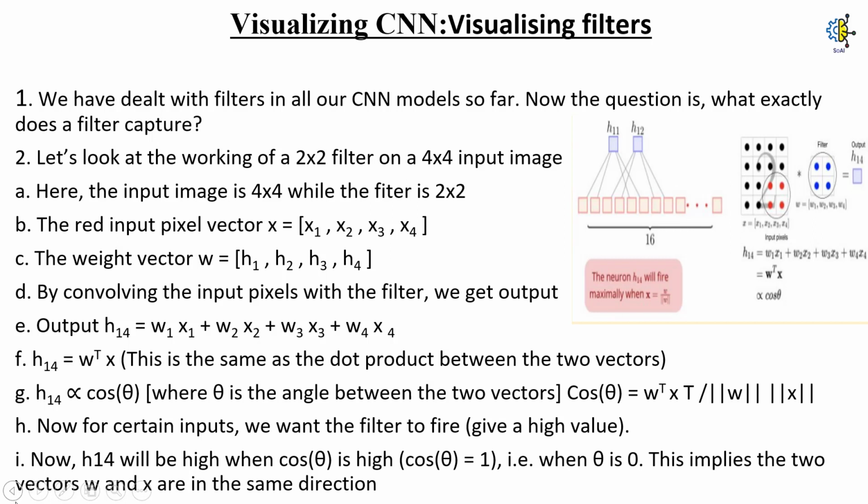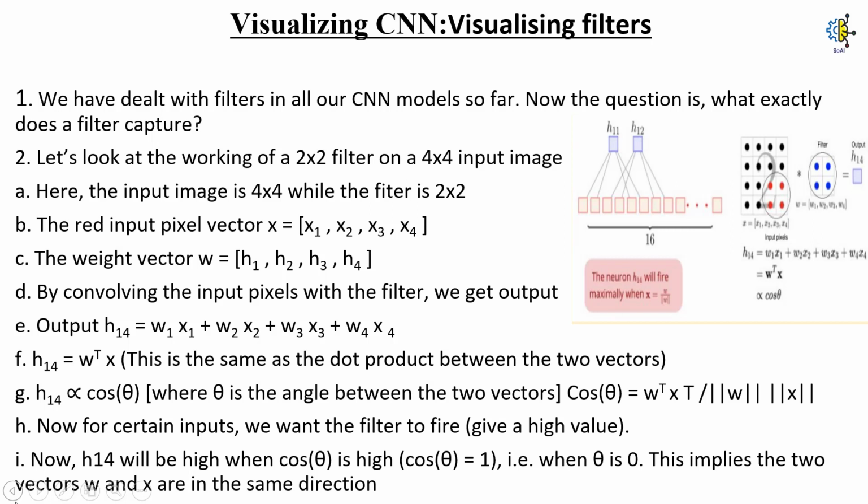Output h14 is equal to w1x1 plus w2x2 plus w3x3 plus w4x4. h14 is w multiplied with x. This is the same as the dot product between the two vectors. h14 is directly proportional to cos theta, where theta is the angle between the two vectors.